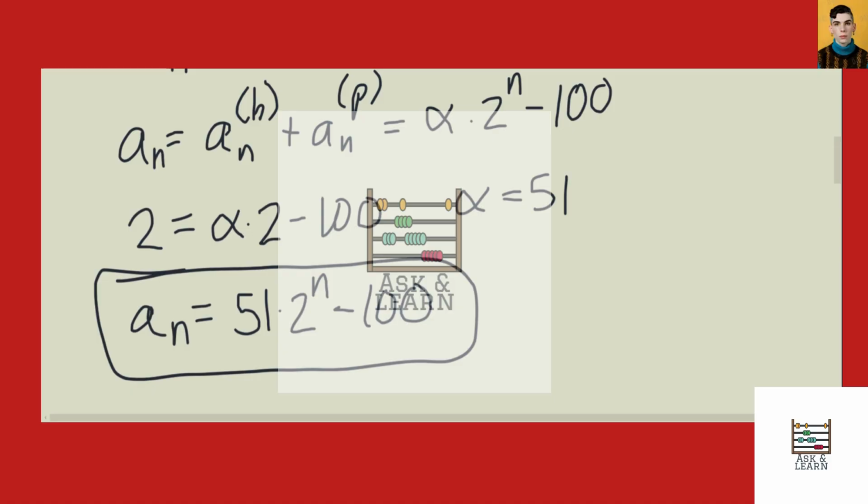In part C, we're asked to find a recurrence relation for the number of goats on the island at the start of the nth year, assuming that n goats are removed during the nth year for each n greater than or equal to 3.